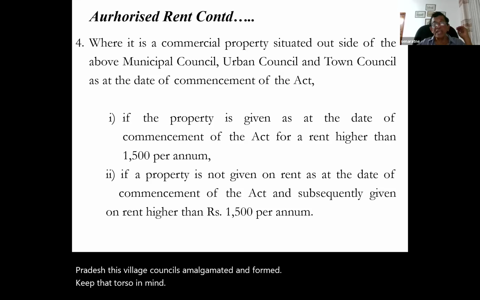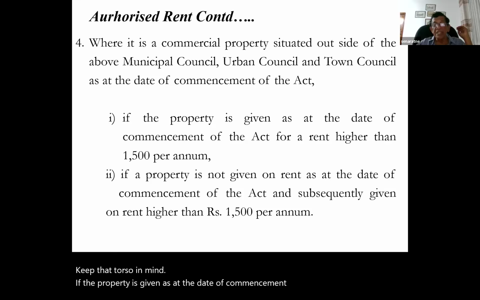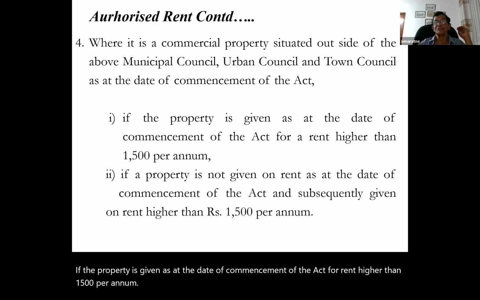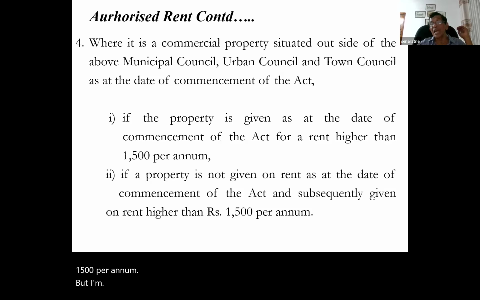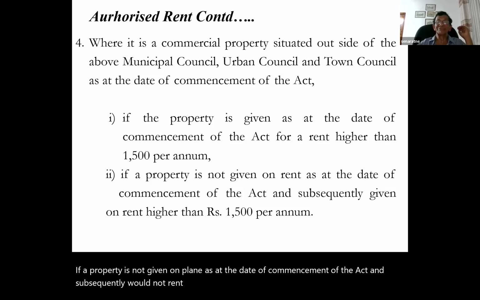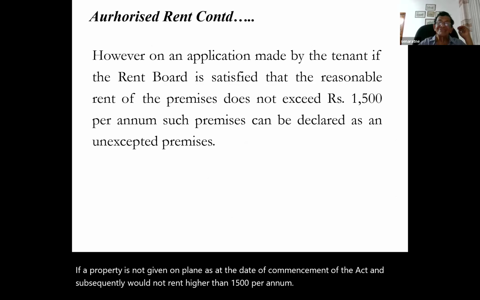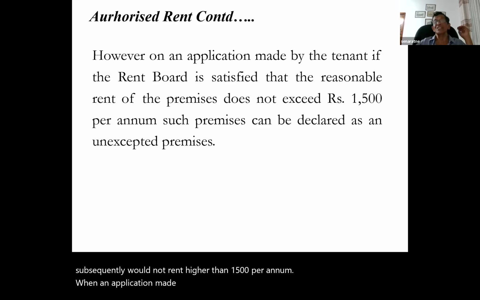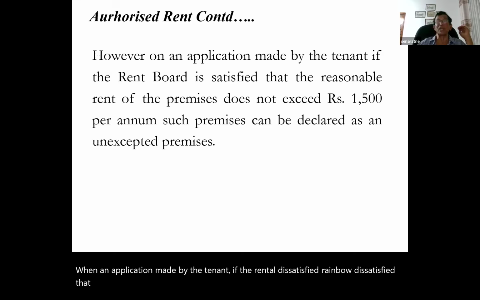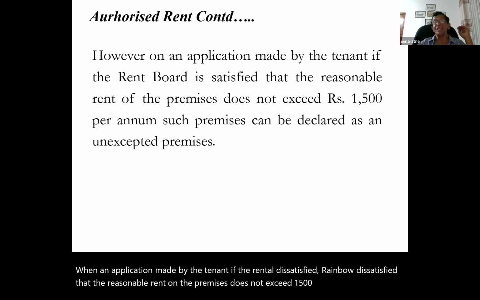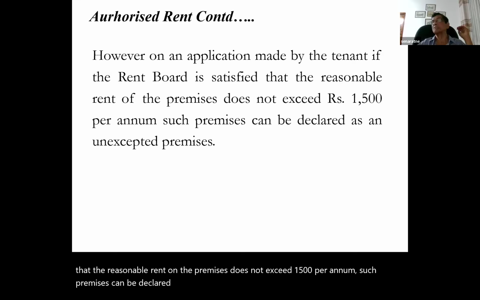If the property is given as at the date of commencement of the act for a rent higher than 1,500 per annum, or if a property is not given on rent as at the date of commencement of the act and subsequently given on rent higher than 1,500 per annum, however, on an application made by the tenant, if the rent board is satisfied that the reasonable rent of the premises does not exceed 1,500 per annum, such premises can be declared as unexempted premises.